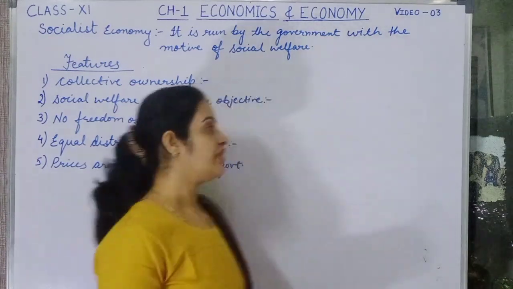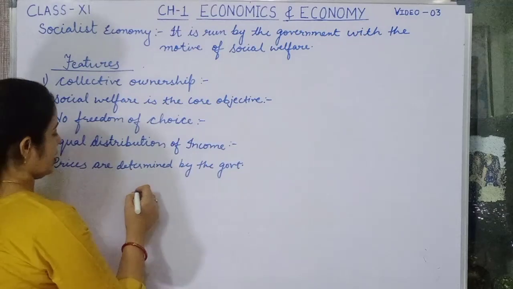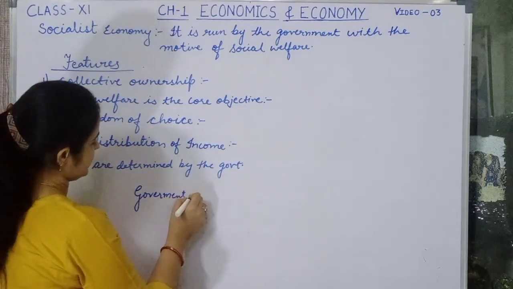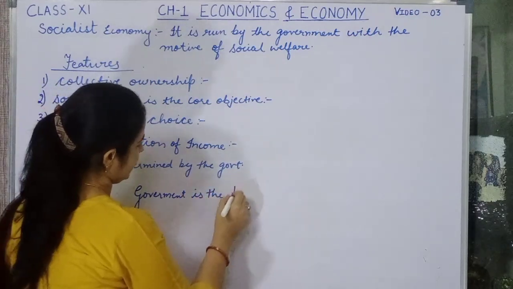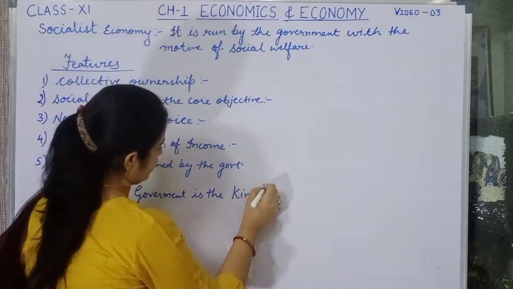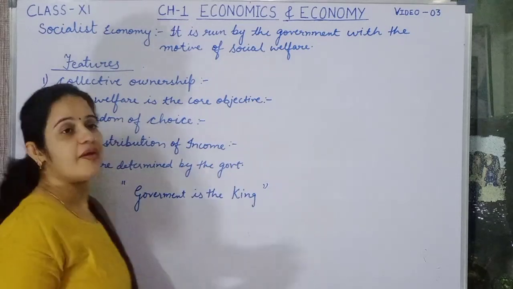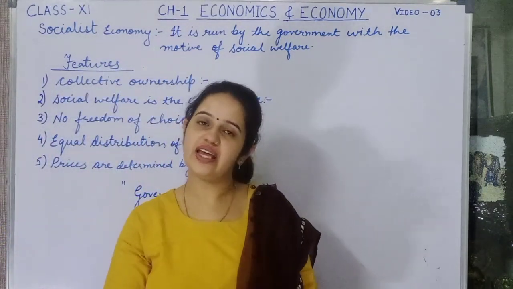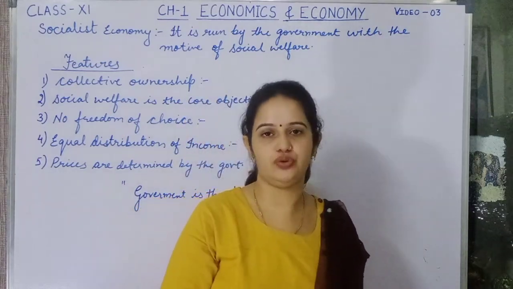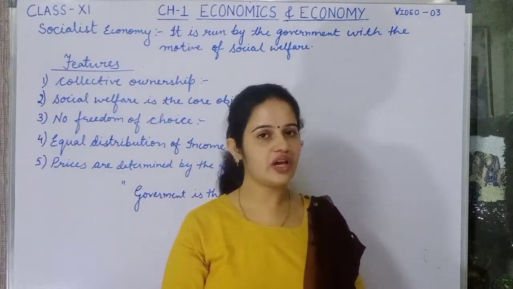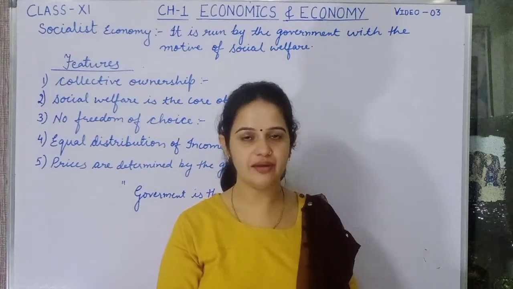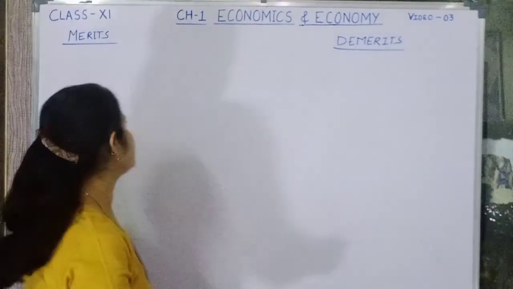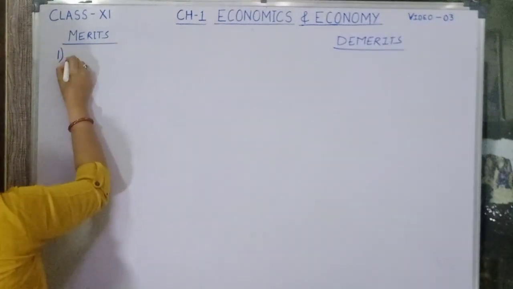So here in socialism, the government is the king. Why is the government the king? Because all the decisions, everything, is in the hands of the government only. Now we talk about some merits and demerits of socialist economy. The first merit is social welfare.